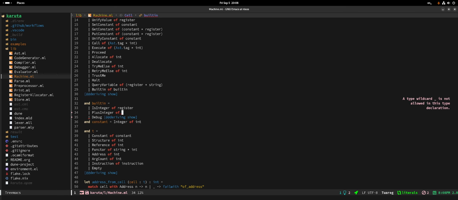So actually, we don't need to add any arguments to this, and we should probably remove the arguments from the is integer because we're not really using it. Wait, what? Oh, oh, I see. It's because... No, wait, I don't follow. What do you mean we don't use it?